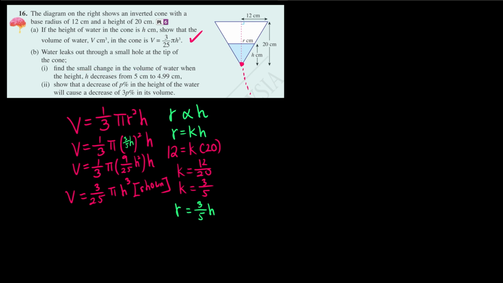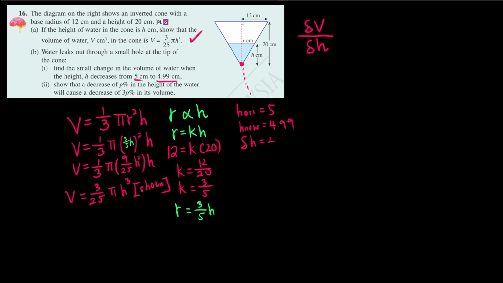Since they mentioned a small change, we understood we're going to use delta V over delta H when the height decreases from 5 to 4.99. They asked us to find what happens when there is a change in height, but it's a very small change. We can write the original height as 5 cm, and the new height is going to be 4.99.